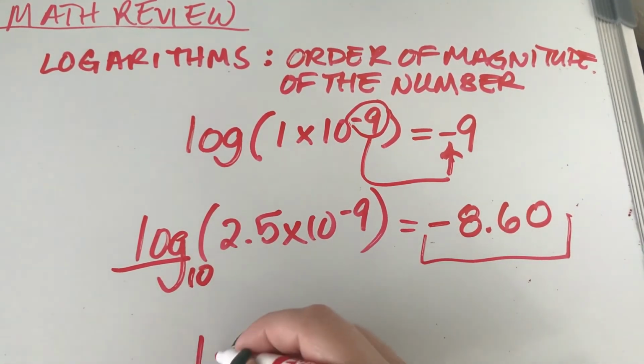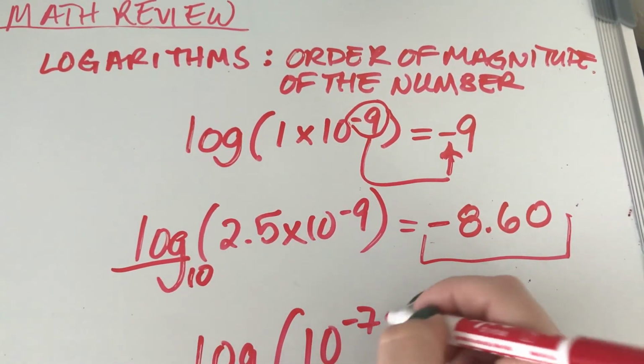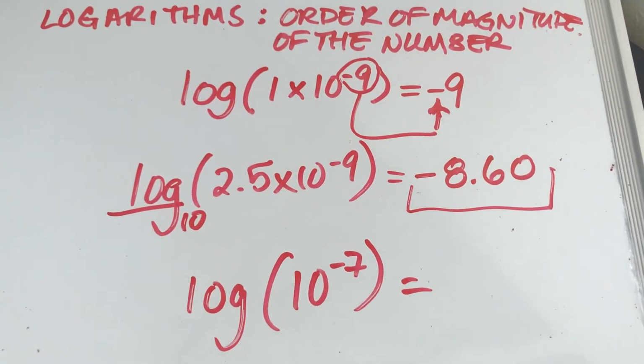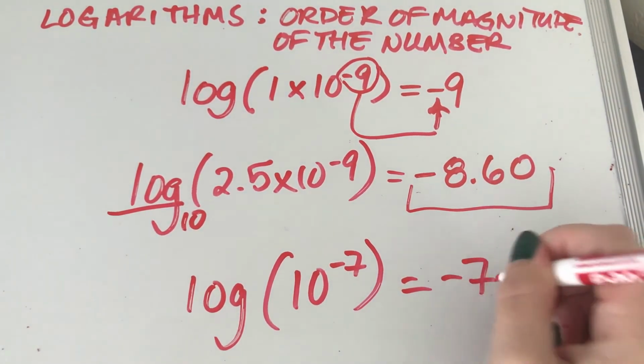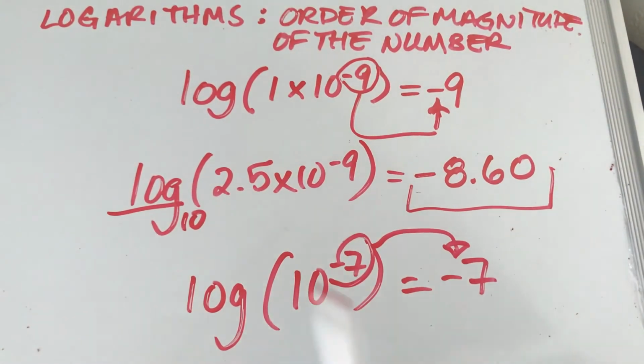right? So if I take the log of 10 to the negative 7th, what am I going to get? Negative 7. Negative 7, right? This guy is going to come out front, because the log and the power of 10 undo each other, right?